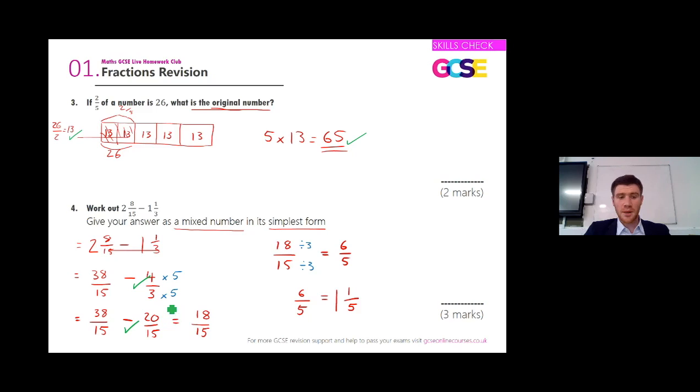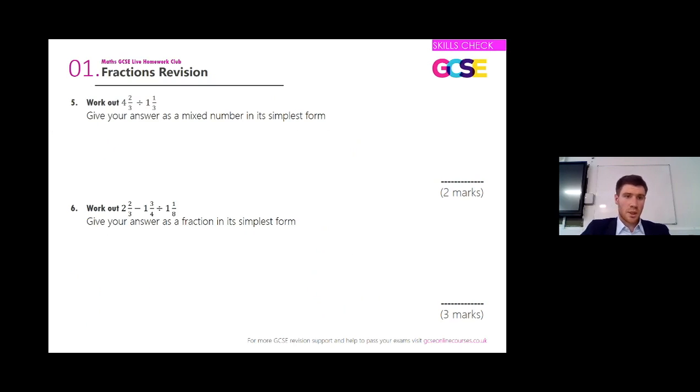Okay, and then the final mark comes from actually having it in the exact form we need, so simplifying it and putting it in a mixed number. You need to have it in this form here for that final mark. Nothing else will do. Okay, you can get 2 marks. If you ended up with 6/5, that's great, but that's only 2 marks out of the 3. Okay, so we're getting there.